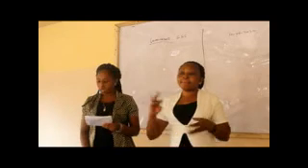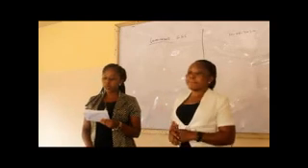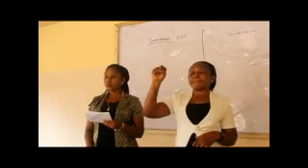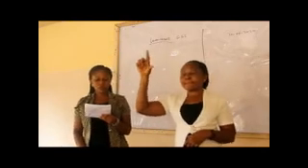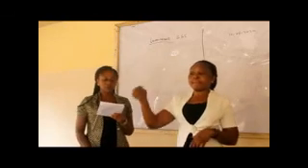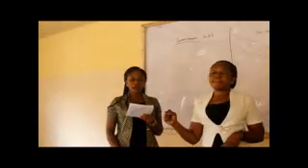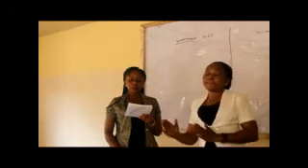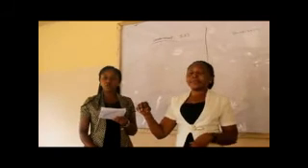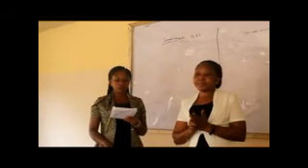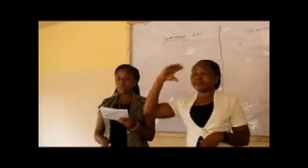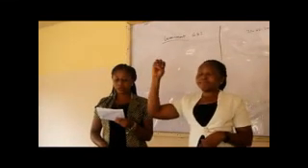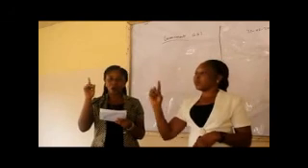So the first question here is: a unicameral legislature has A, 2 houses, B, 1 house, and then C, 1 head of state. I guess you still remember what we said about unicameral legislature. This is a situation where a country has only one legislative body. So the answer here is what? 1 house.